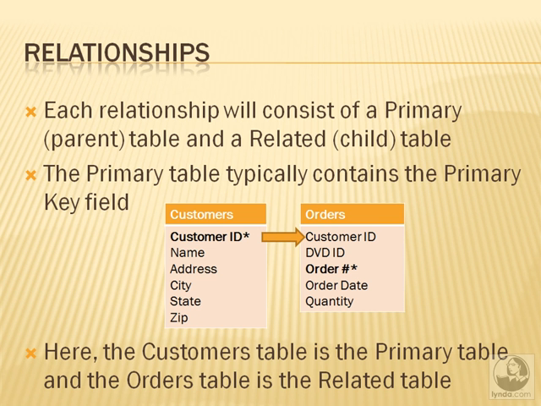Now, relationships need to be explained a little bit too, because each relationship will consist of a primary table, sometimes called the parent, and a related table that we often call the child. The primary table usually contains the primary key field. So over here, we've got customers table with the customer ID as the primary key. And over here in the orders table, you see customer ID does show up, but it's not a primary key. And that means that this customer ID can show up many times in the orders table. That's exactly what we want. We want the same customer placing many orders.